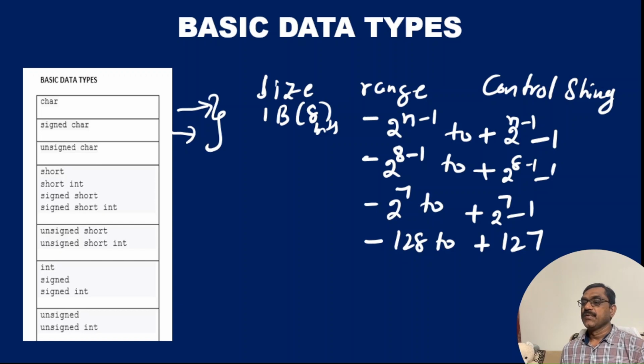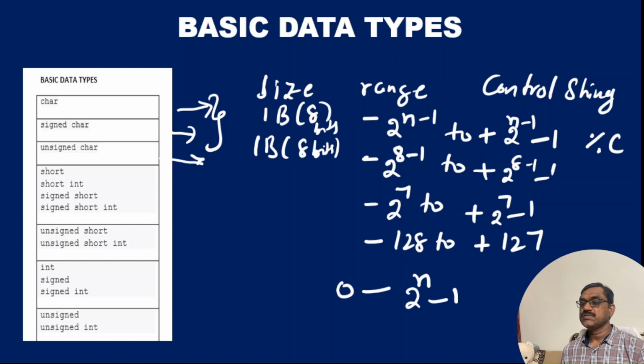Both are the same. What is the control string we have to use? Percentage %c. Please remember. Now, next one, unsigned character means it is positive. For unsigned character, again the size is 1 byte, 8 bits. So how to find out the range for this? The range for unsigned character is given as 0 to 2 to the power of n minus 1. With n as 8, that equals 0 to 2 to the power of 8, which is 256, minus 1, that is 0 to 255. This is the range of unsigned character.